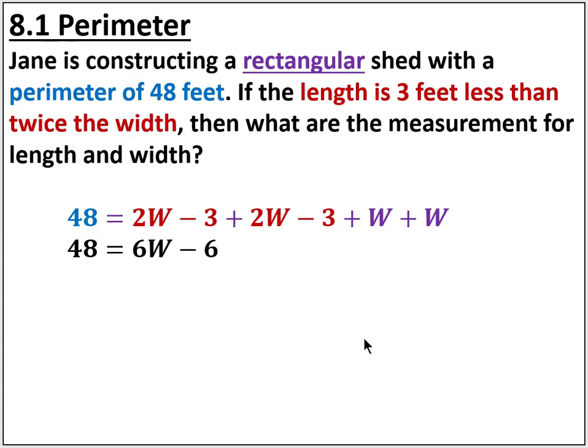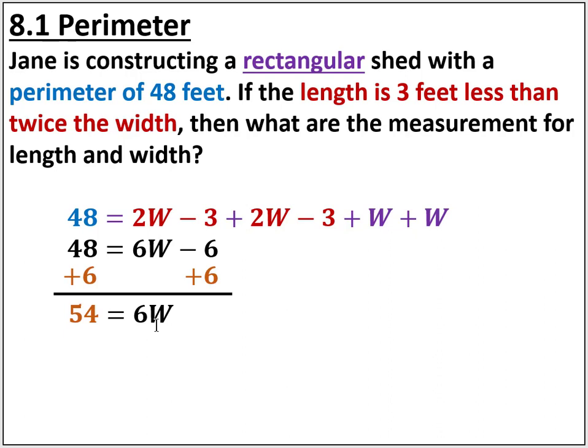So what I'm going to do is cancel out the minus 6. By canceling out, I'm going to add 6 to both sides, so that way I can balance the equation. So plus 6 on the right side and plus 6 on the left side of the equal sign. So when I add 6 to both sides, 48 plus 6 will be 54. And then minus 6 plus 6 will cancel out, and I'm left with 6W on the right side of the equal sign.